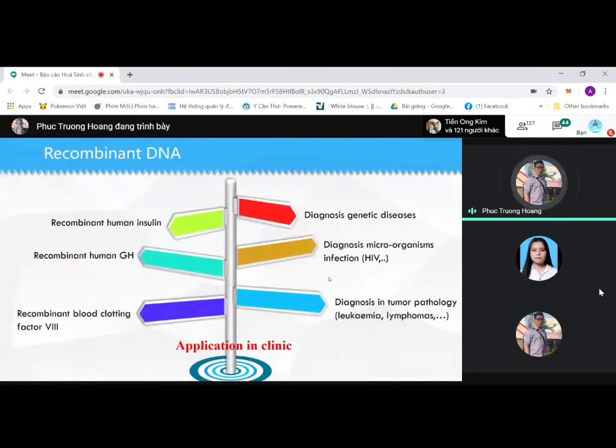So how do we use recombinant DNA in our career in the future? Recombinant DNA is used to produce human insulin, human GH, and blood protein factor 8. We also can use this to diagnose genetic disease, diagnose microorganism infection like HIV, or maybe diagnose in tumor pathology like leukemia, lymphomas. Yeah, and that's all about diagnosis.